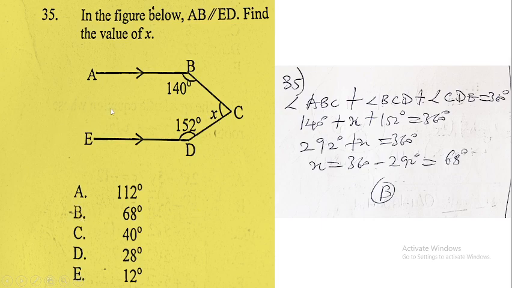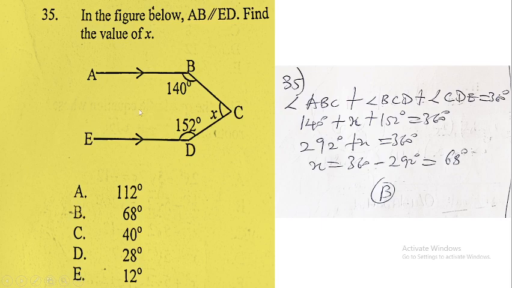Another way which you can do this is that you can introduce another parallel line at the center here, so that we'll be having three parallel lines. So that means this line here becomes a transversal, and also this line becomes a transversal.